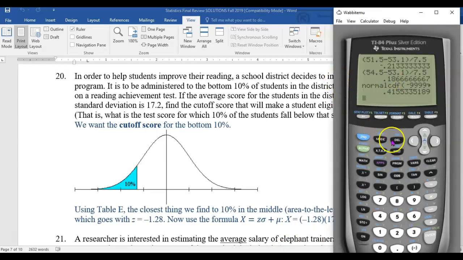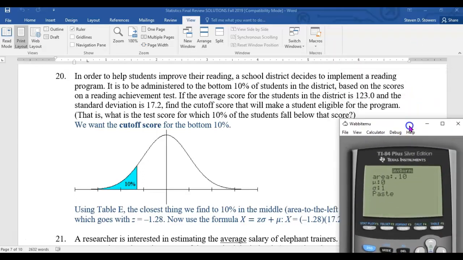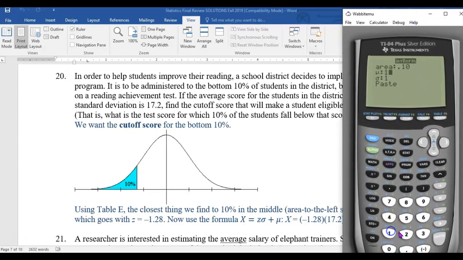You could also do this on a graphing calculator with the inv-norm function. You need to give it the area to the left of or below the cutoff score. Here that is 10% or 0.10. And you need to tell it the mean, which was 123.0. And you need to tell it the standard deviation, which is 17.2. And it gave me an answer of 100.95 something, so about 101.